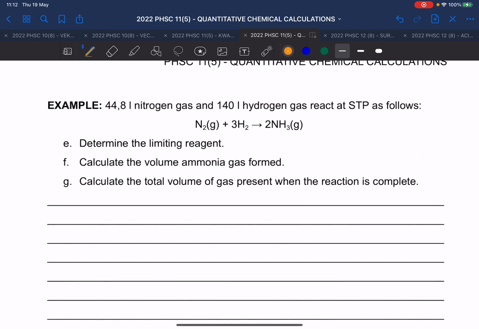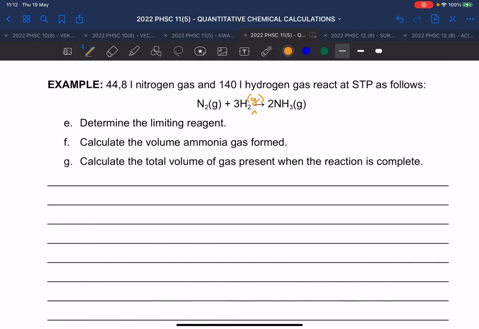They say there, you have 44.8 liters of nitrogen gas and 140 liters of hydrogen gas that react at STP. So as you can see, sorry, I should have said the gas. They're all gases, check, and they're all at the same temperature and pressure. STP here, but it doesn't have to be at STP. It can be at the same temperature and pressure. Now we can compare the volumes with one another. Now they ask determine the limiting reagent, calculate the volume of gas formed, and then calculate the total volume.